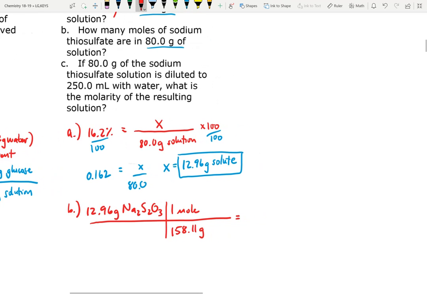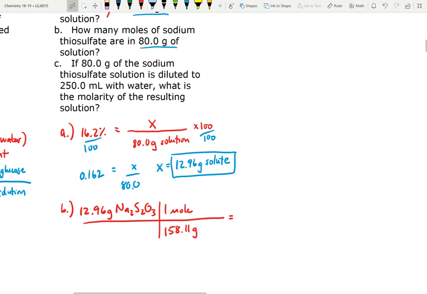And if we divide that out, well, it's not much. A mole is 158 grams. We have about 13 grams, so it's just a fraction of a mole. I get 0.08197 moles when I punch that in my calculator. All right, that's all they asked us for in B, so that's pretty quick.